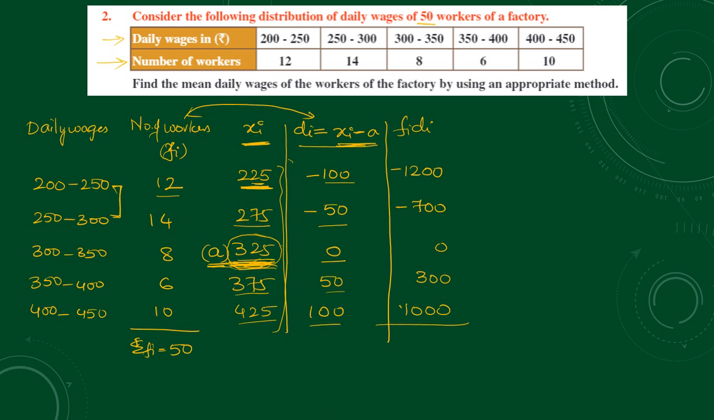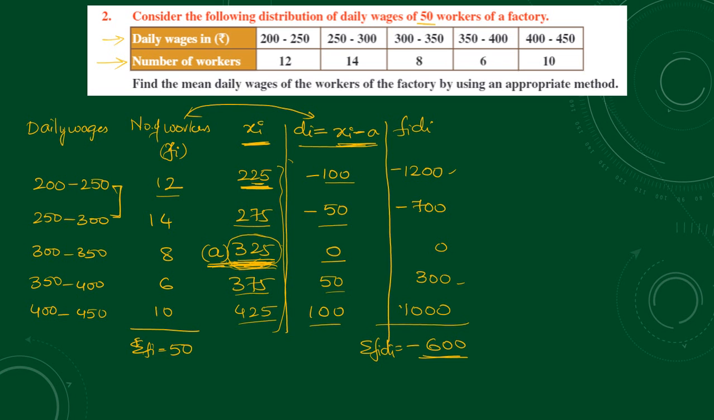So 1000 plus 300, 1300. So this is 1300. 1300 minus 1200 is 100. So 100 minus 700 gives me minus 600. So from this, what did I get? Sigma fi di is equal to minus 600.